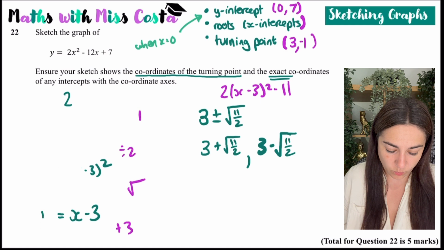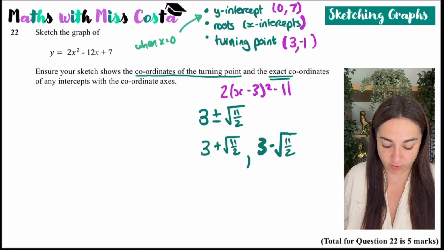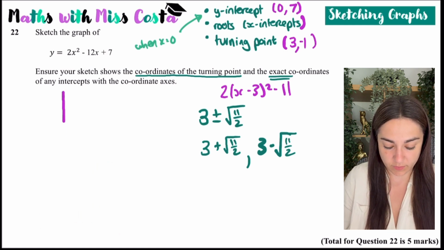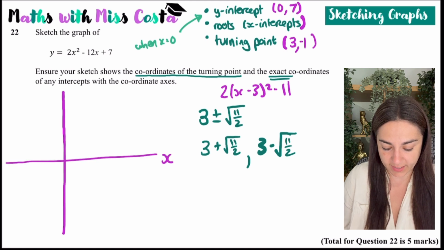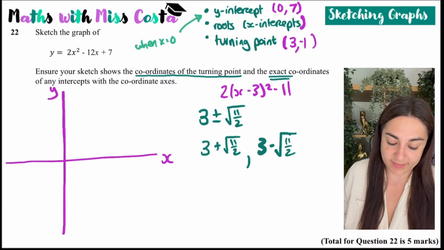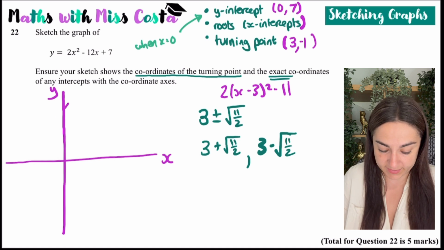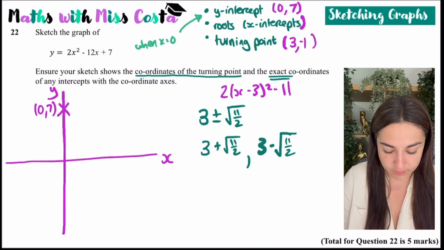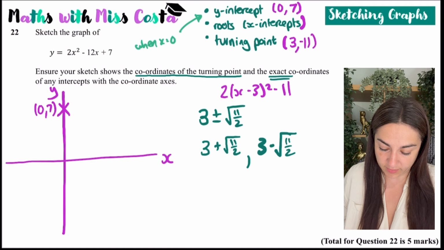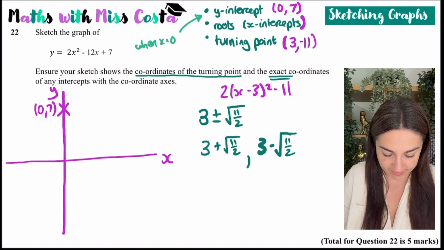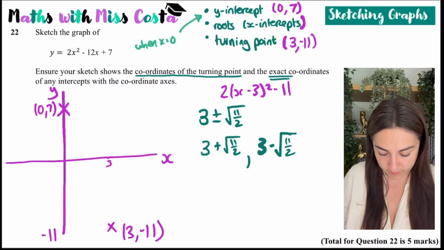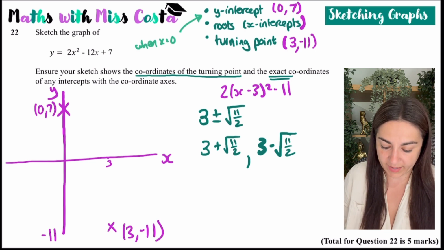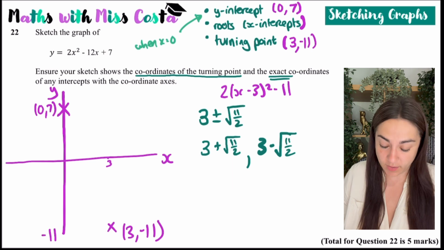So I've got all of the information I need in order to sketch this graph. So I'm going to sketch an x-axis and a y-axis, and then I need to label the key points. So I know that the y-intercept is 0, 7. I know that the turning point is 3, minus 11. So let's say maybe minus 11 is here and 3 is here. So that would be my turning point. And then I can work out roughly where my coordinates will be.